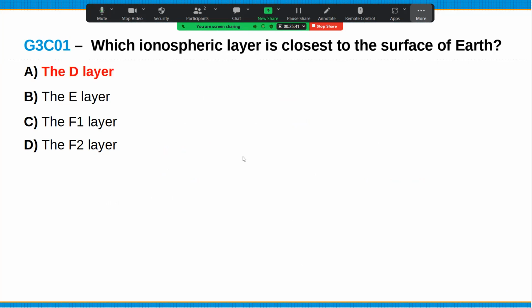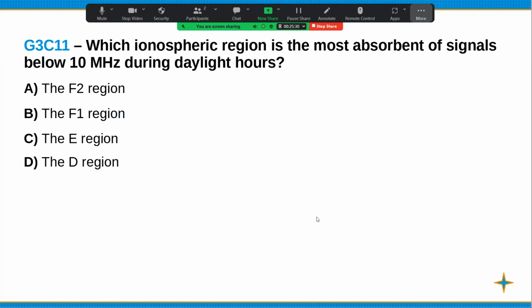Oh. D layer. Yeah, what happened to A, B, and C? What are those? They don't affect propagation. Right. They got wrapped up in the troposphere. Yeah, there you go. And we don't talk about the troposphere because it doesn't do anything for us.